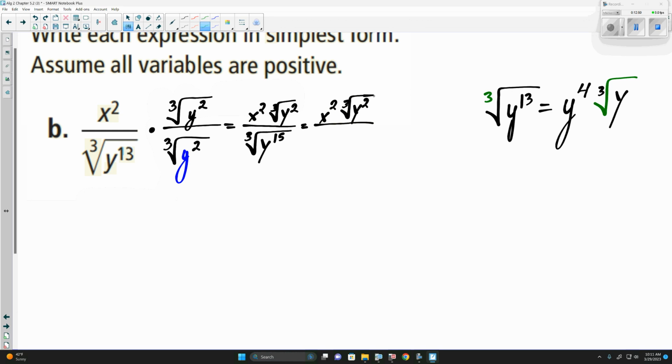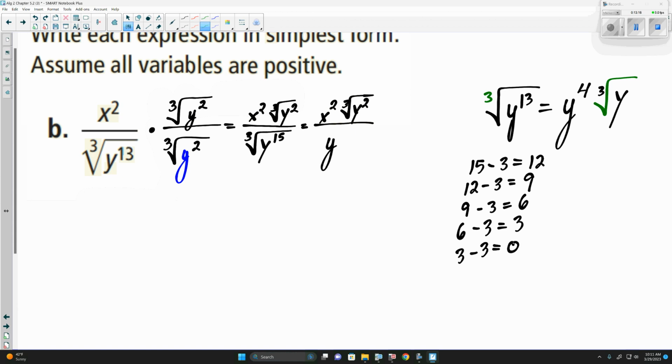Now we need to take the cubed root of y to the 15th. Well, how many groups can we take out, or what would this simplify to be? Well, we can say 15 minus 3 is 12. 12 minus 3 is 9. 9 minus 3 is 6. 6 minus 3 is 3. 3 minus 3 is 0. So how many groups did we have? 5. So it simplifies to y to the 5th.